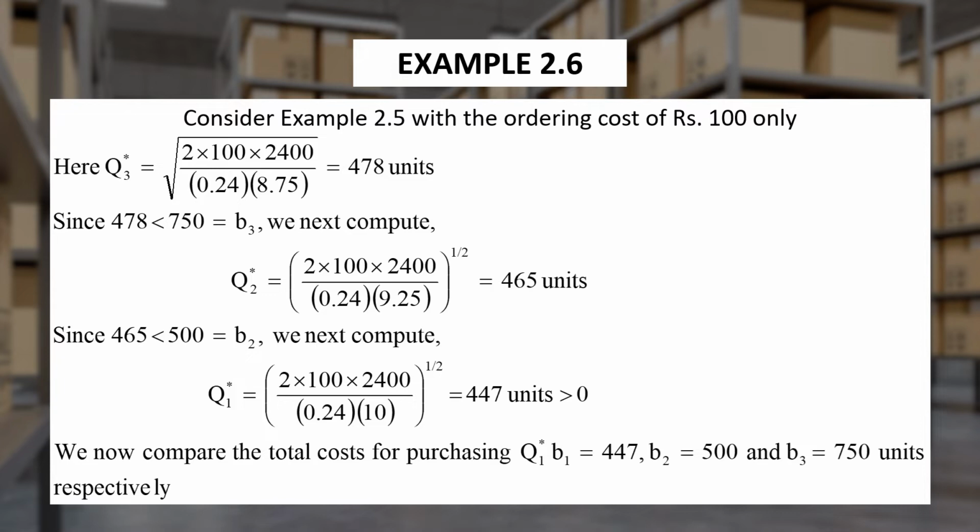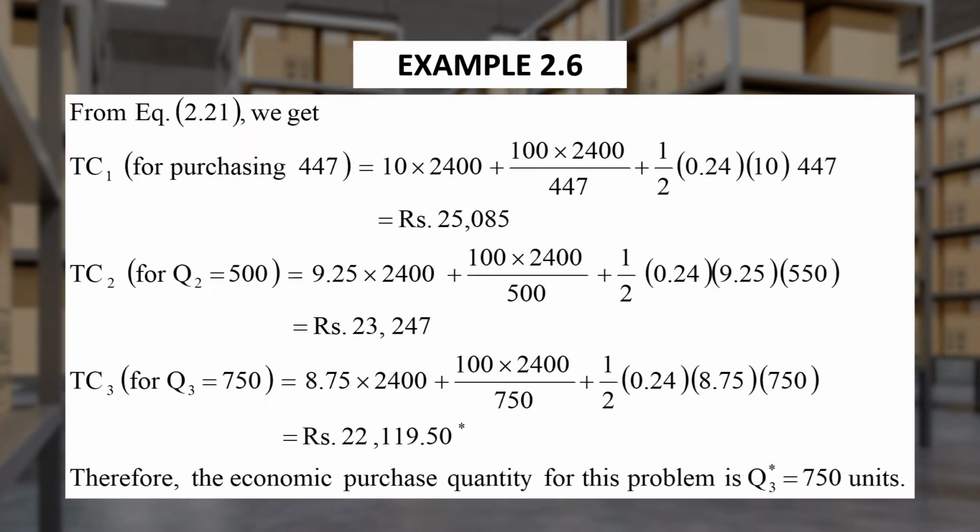Now we will compare the total cost for quantities 447, 500 and 750. If you calculate for purchasing 447, it is coming as 25,000. For purchasing 500, it is 23,000. And if you purchase 750, it is 22,000. So as a materials manager, what will be your recommendation? You will go for the lowest cost. So you will recommend that the economic purchase quantity for this problem should be 750.